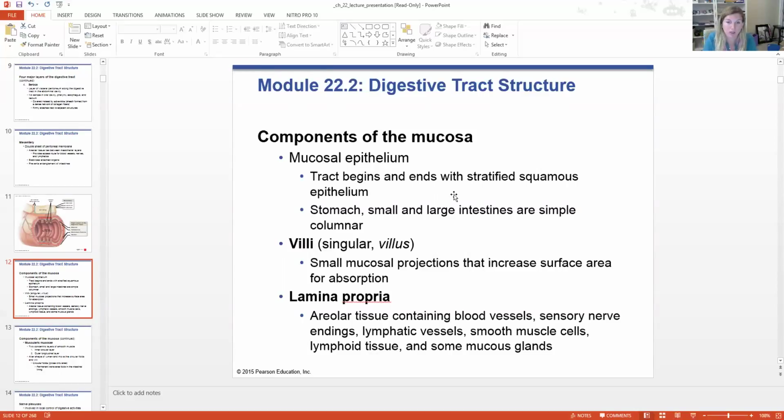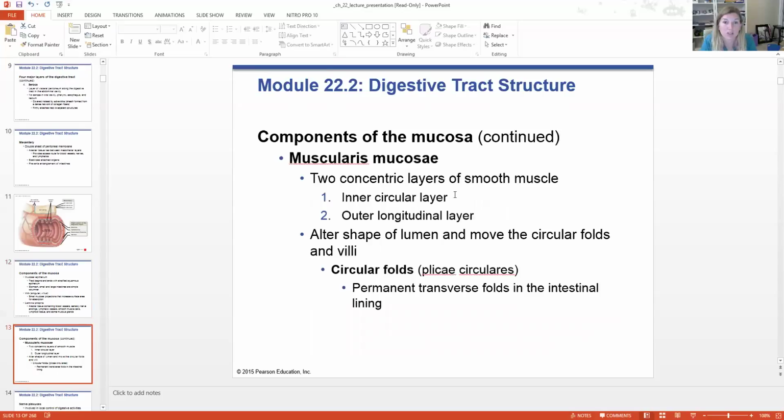This is the areolar connective tissue where all of the blood vessels are. This is kind of the boundary between the mucosa and the submucosa. So the muscularis mucosa is a muscular layer within the mucosa itself. It's actually two very small concentric layers of smooth muscle, and this is to alter the shape of the lumen.